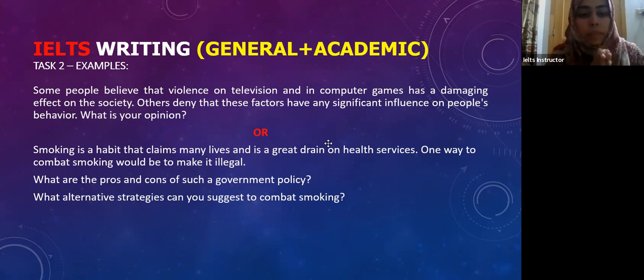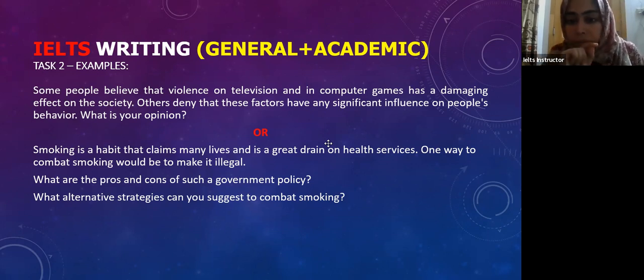Number one is: some people believe that violence on television and computer games has a damaging effect on society. Others deny that these factors have any significant influence on people's behavior. Okay, two contradicting points of view are mentioned here.